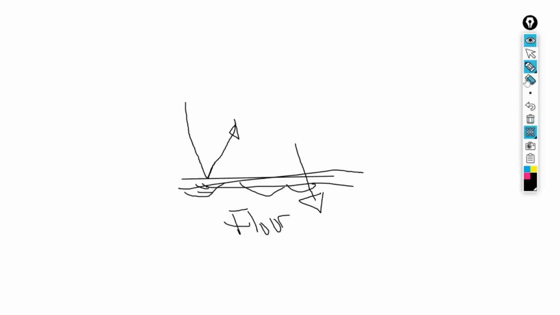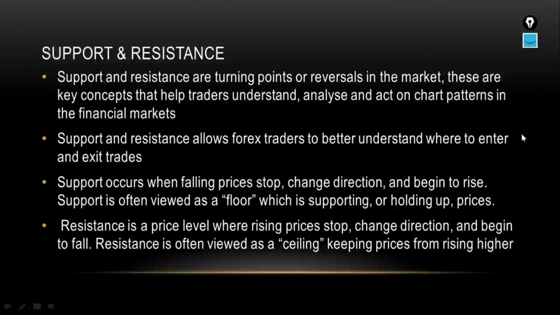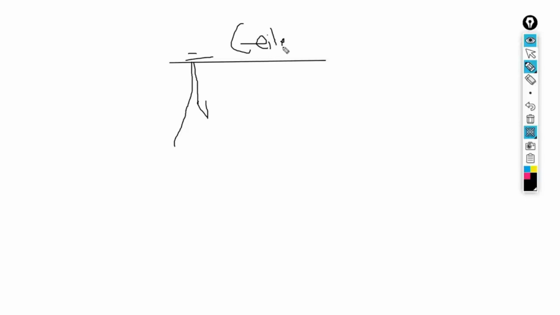Okay guys, let's continue. Resistance is a price level where rising prices stop, change direction, and begin to fall. Resistance is often viewed as a ceiling, keeping prices from rising higher. Okay, let me show you an example of what I mean by that. Let's say for instance we have ourselves a resistance line here. To spot a resistance line or resistance zone, you're going to see the market going up. However, when it reaches your resistance line or zone, it's going to stop, change direction, and begin to fall. Hence this is called our resistance. We're going to view this as our ceiling guys. Basically this is going to stop prices from going any further.